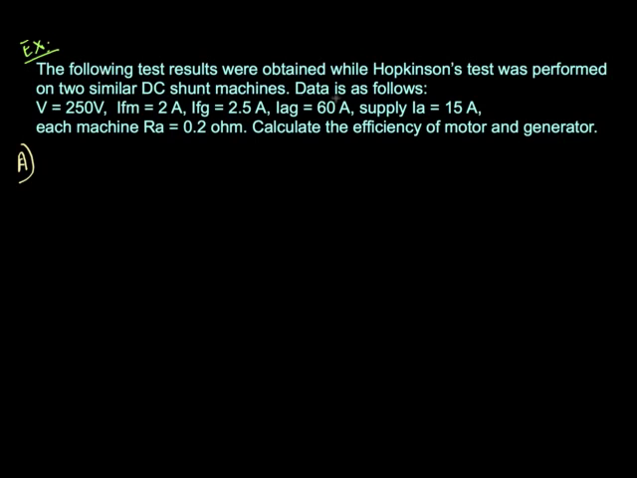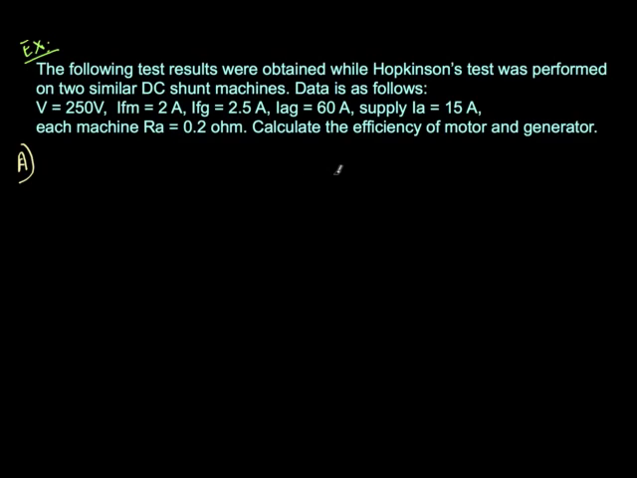The following test results were obtained while Hopkinson's test was performed on two similar DC shunt machines. Data is as follows. So this is the total line voltage, the main supply voltage, that is 250 volts DC. Now IFM is the field current of the motor, which is 2 amperes. And then IFG, the field current of the generator, is 2.5 amperes. IAG is the armature current of the generator, which is 60 amperes. And then supply current IA is 15 amperes. And each machine resistance is 0.2 ohms. The objective is to calculate the efficiency of the motor and the generator.